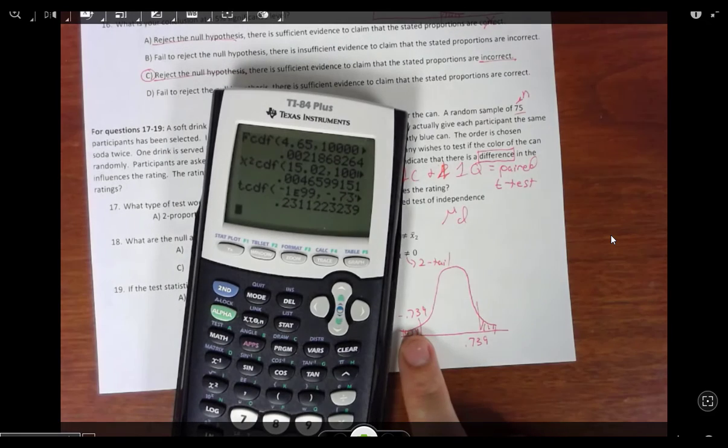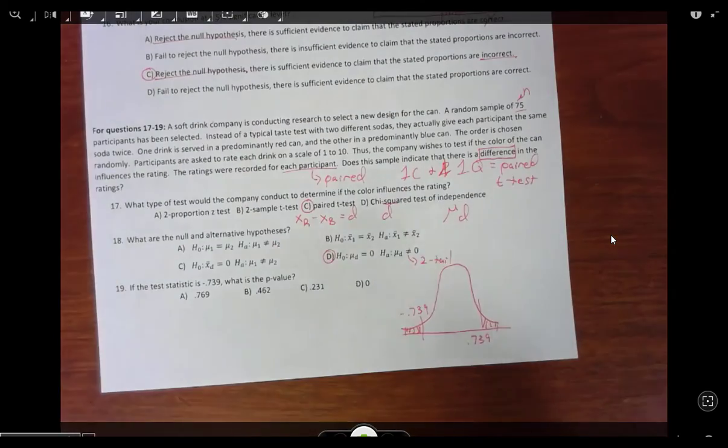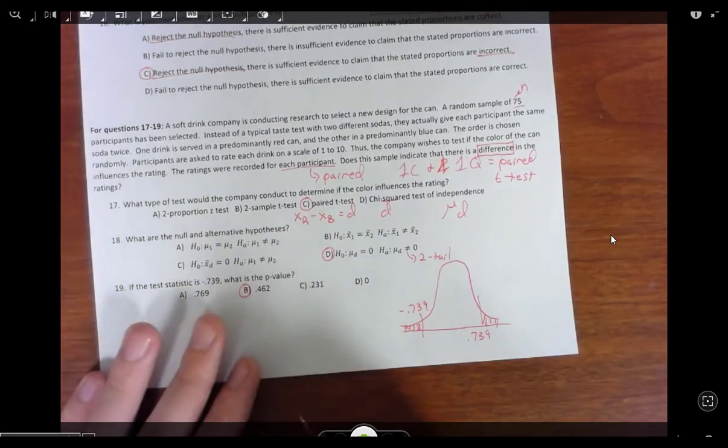So the lower tail is 0.231. Our upper tail is also going to be 0.231. So our p-value is going to be just the two added together. So we get 0.462.